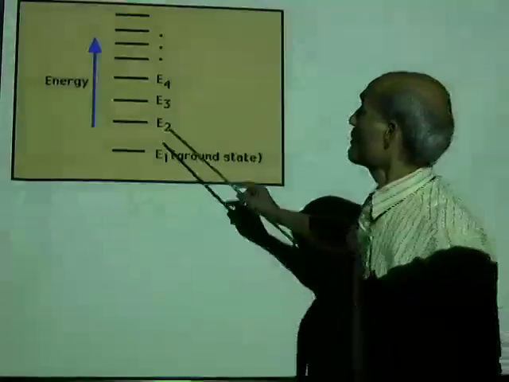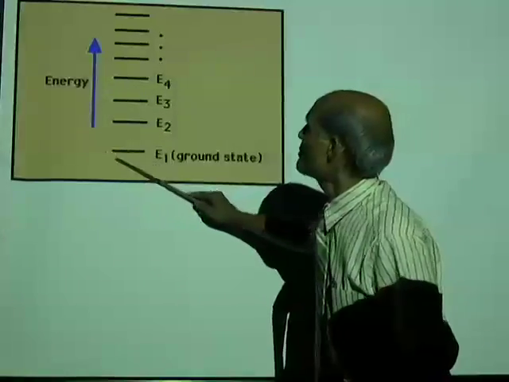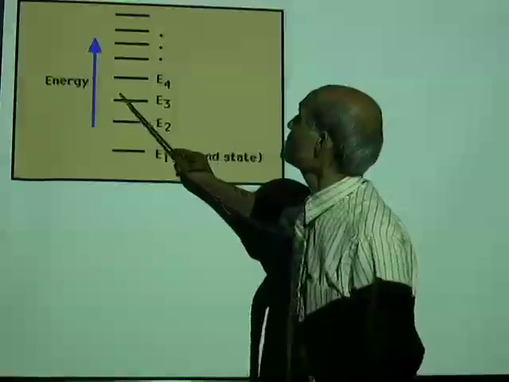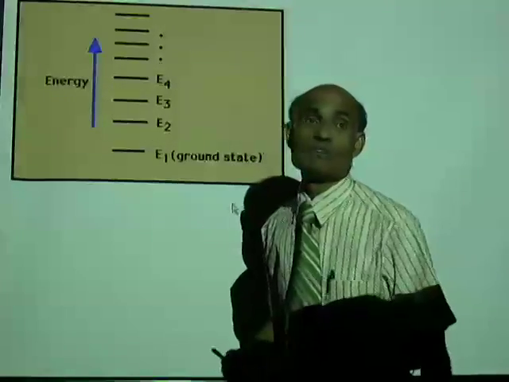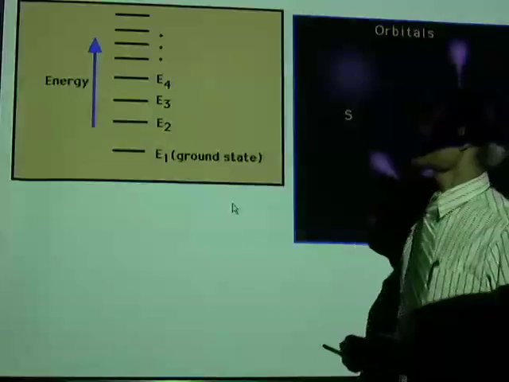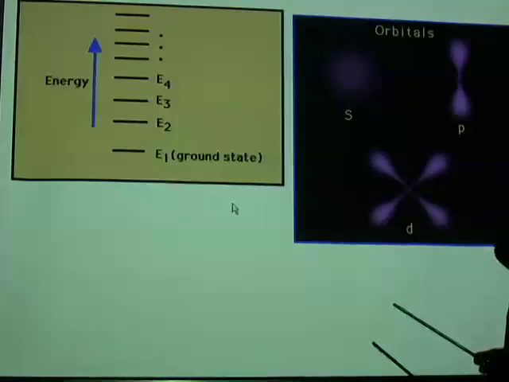Well, here again is a description of the various energy shells, and of course each shell has its own subshells. Now, here is a picture of an orbital. What is an orbital?